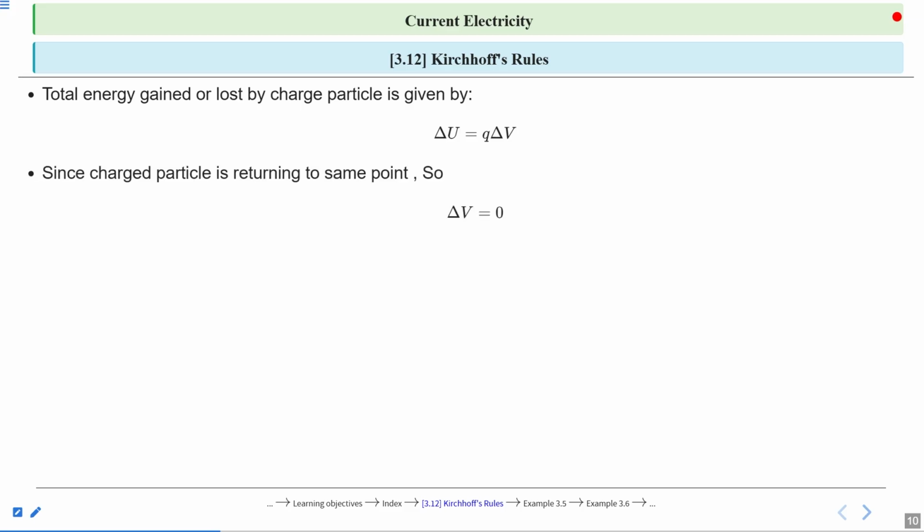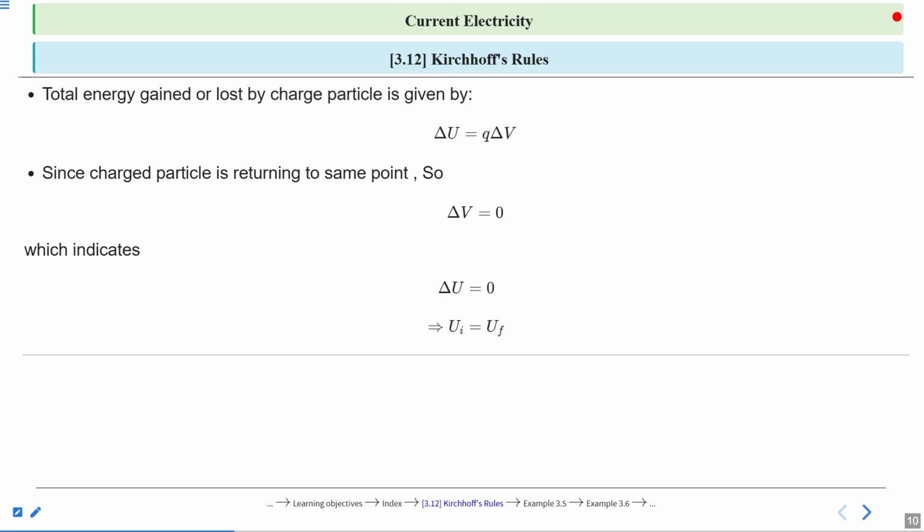Since the charged particle is returning to the same point in a loop, delta V, the potential difference, will be zero. Final minus initial will be zero, which indicates delta U equal to zero. So the change in energy will be zero, so U initial equals U final. The initial energy will be equal to the final energy, since it is coming to the same point.